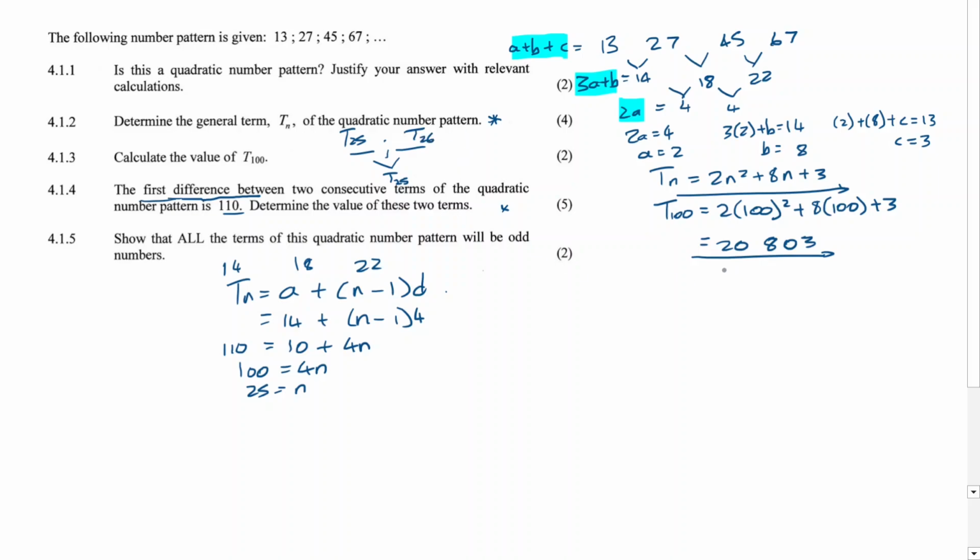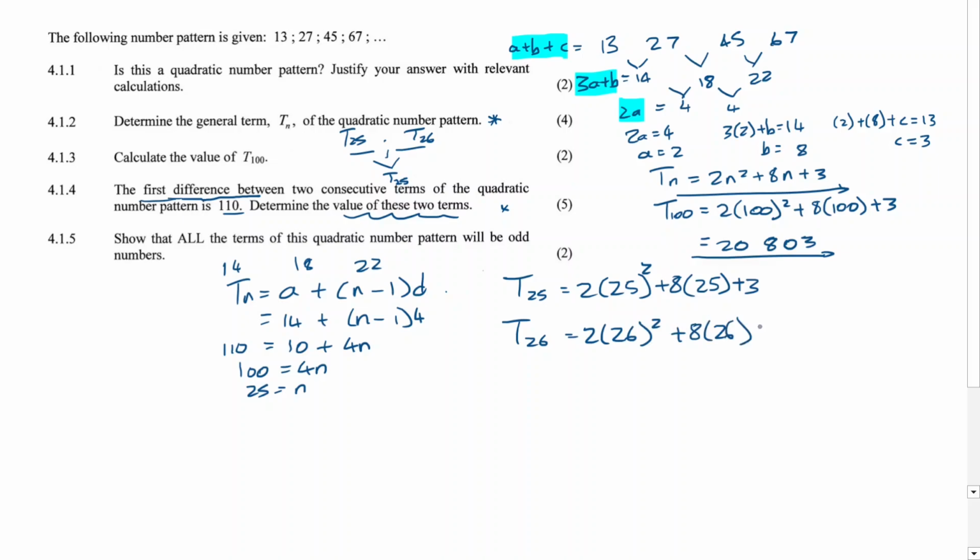And so all we do is we just sub in, because they want the actual value of those two terms, we just sub 25 into our formula. So term 25 into the formula, and we sub in term 26 into the formula to get those two values. And when we get these two values, the answer should be 110 apart. That's how we'll know that we're correct. So we chuck this in our calculator and we get 1,453, and we chuck this in our calculator and we get 1,563, which is 110 apart, and so we know that we're correct.